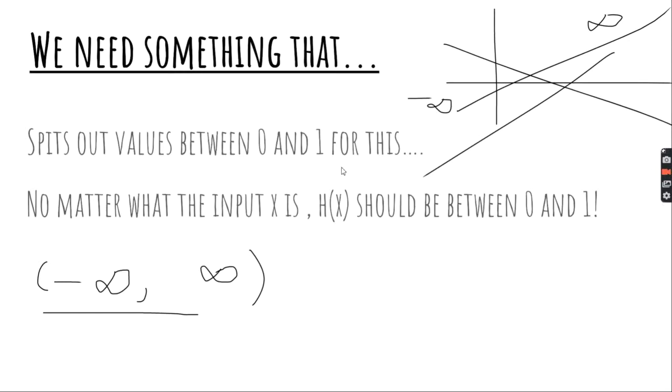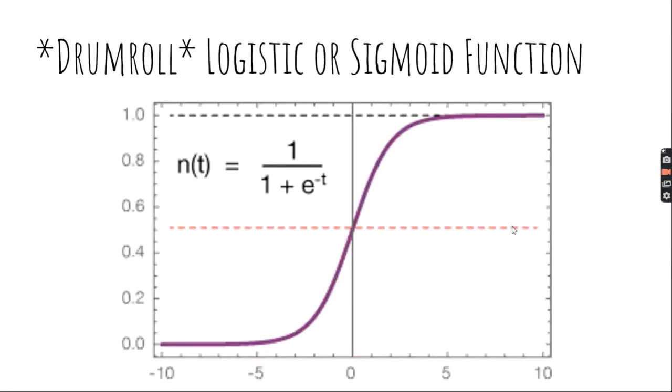And this 0 and 1 is important because we are actually going to be predicting probabilities here, and I'll talk about that in a bit. But for now, let's just think about this. Do we have anything that can give us something between 0 and 1 for all values of x? Well, it turns out that there is something which will do this. And that's your logistic or the sigmoid function.